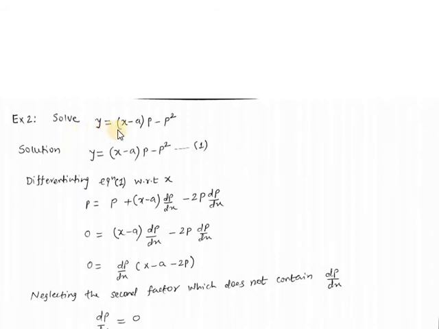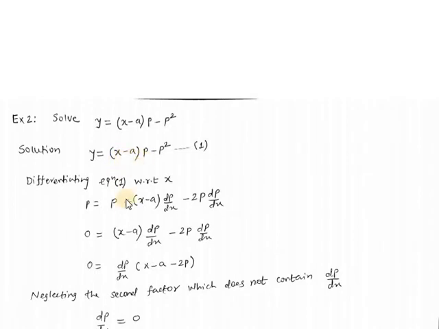Now let us discuss second example of case 2. Solve y is equal to (x minus a) into p minus p square. Suppose this is equation number 1. Now differentiating equation 1 with respect to x, so we will get here dy by dx. And what is dy by dx? It is p. So p is equal to, here again we will use product rule.